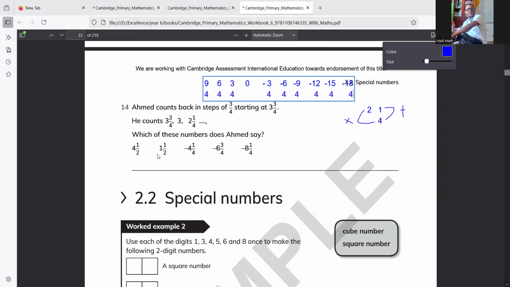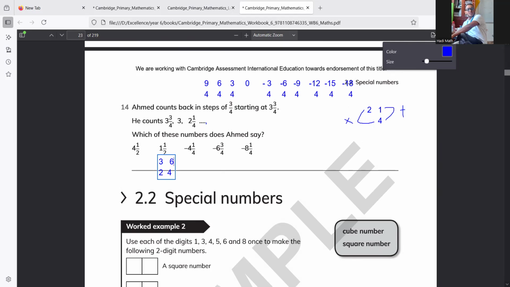Then we go to this one, and we change it to an improper fraction. 1 multiplied by 2 is equal to 2, plus 1 is equal to 3. So this is 3 over 2. Please look at this one. This is 3 over 2, but the denominator we have is 4. So change it to 4. Multiply by 2 down to make it 4. 2 multiplied by 2 is equal to 4, and 3 multiplied by 2 is equal to 6.